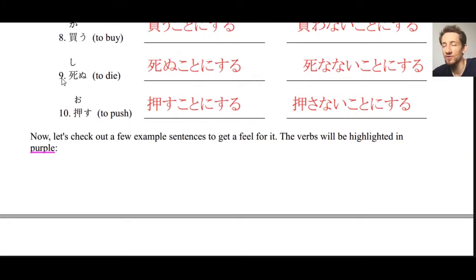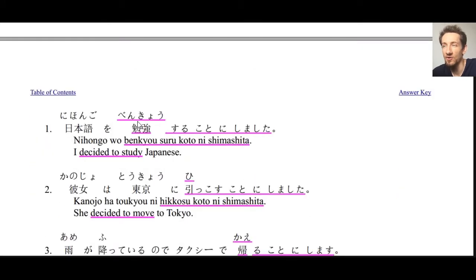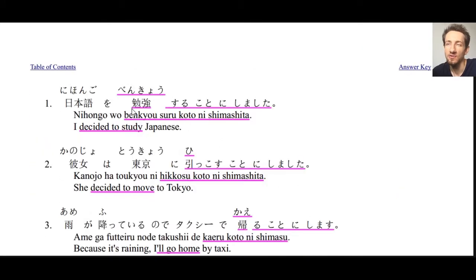But anyway, now we're going to look at using some of these verbs in some sample sentences. They'll be underlined in purple, so they're easy to see. So here we have number 1. 日本語を勉強することにしました。So I decided to study Japanese.